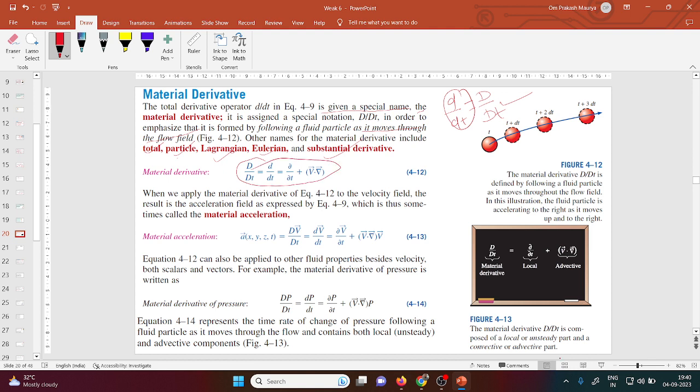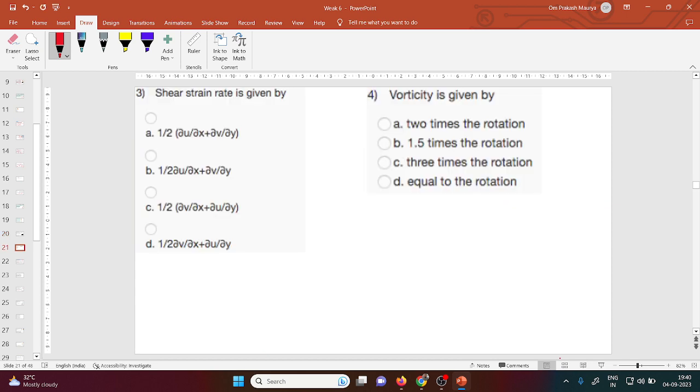And for acceleration, using this, if we put the velocity here, you get the velocity at every place, and if you put pressure here, you get the pressure at every place. So this is the material derivative kind of thing.